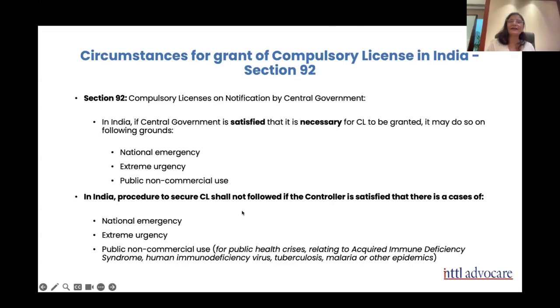Now, this is the second category of compulsory licenses, which is granted only in an emergent situation. So if you see here, in India, if the central government is satisfied that it is necessary for a compulsory license to be granted, it may do so on national emergency, extreme urgency, or public non-commercial use. In India, the procedure to secure a compulsory license shall not be followed if the controller is satisfied that there is a case of national emergency, extreme urgency, and public non-commercial use.